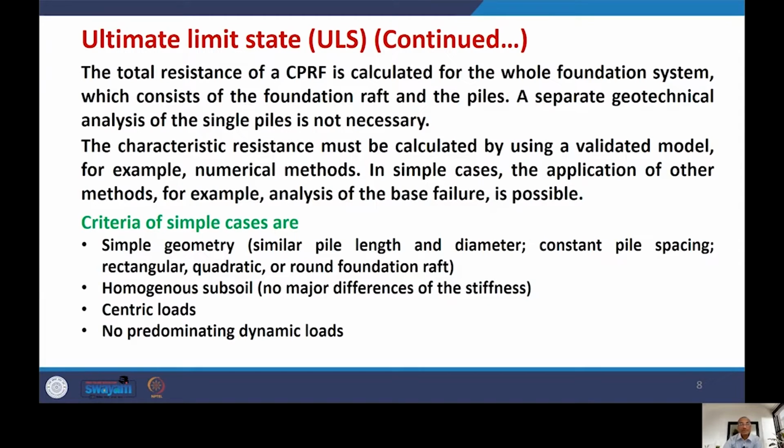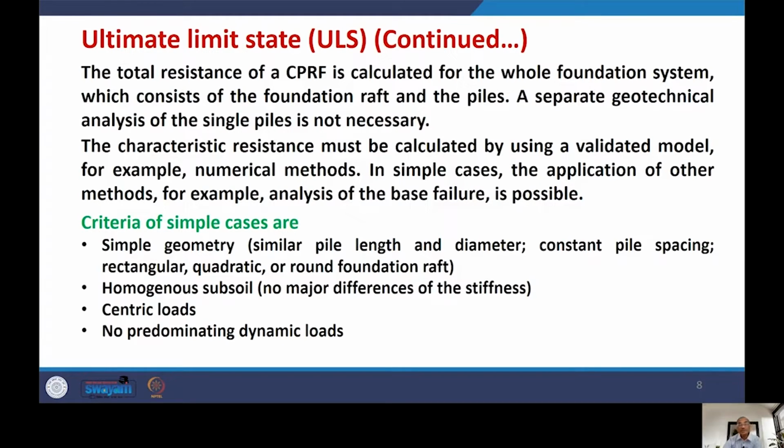Now, when we talk about simple cases, there are some criteria. One is simple geometry, which means the pile length should be similar and the diameter should also be similar. Constant pile spacing, a rectangular, quadratic or round foundation raft. Homogeneous subsoil, no major differences of the stiffness, centric loads, and no predominating dynamic loads. So in these cases, the criteria of simple cases can be used.